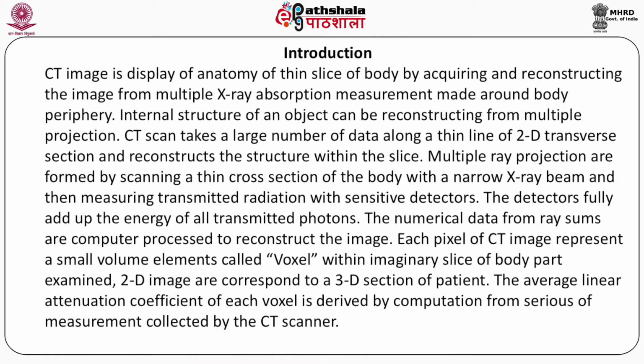Multiple X-ray projections are formed by scanning a thin slice of the patient body with a narrow X-ray beam rotating around the patient body and then measuring the transmitted radiation with sensitive X-ray detectors. The detectors fully add up the energy of all transmitted X-ray photons. The numeric data from ray sums are computer processed to reconstruct the image.